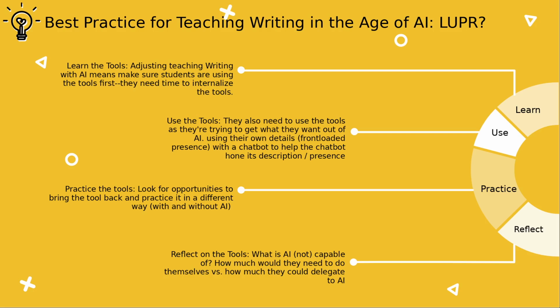And then the last one, reflect. Reflect on the tools. What is AI not capable of? What is it capable of? How much would they need to do themselves versus how much they could delegate to AI? Having students practice making those judgments so that when they look at a piece of AI writing or they have an opportunity to use AI in some way to support whatever they're doing, we can get them used to making those judgments.